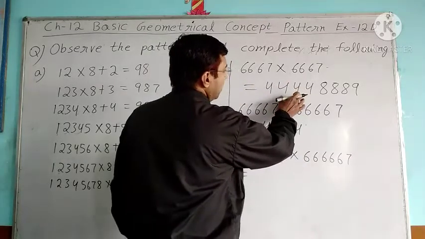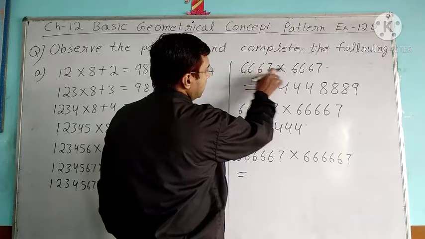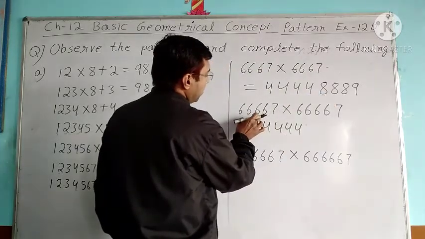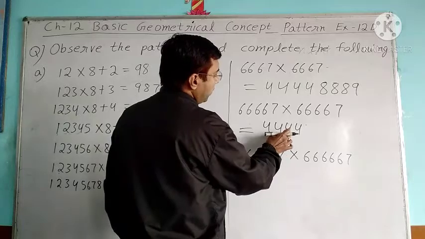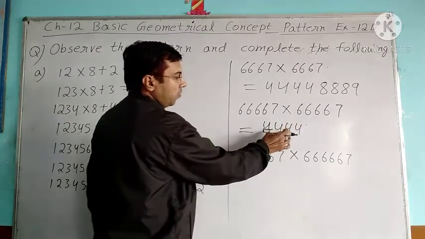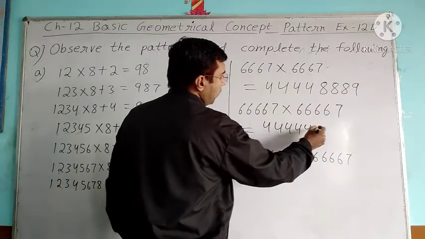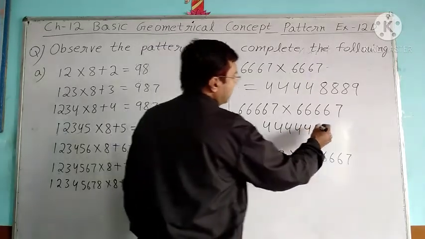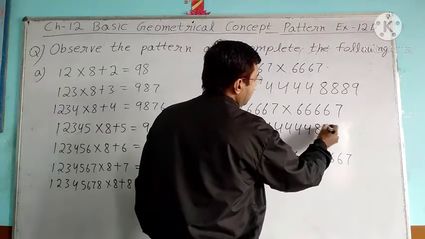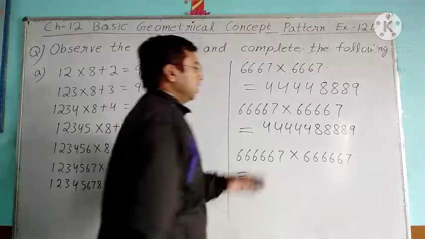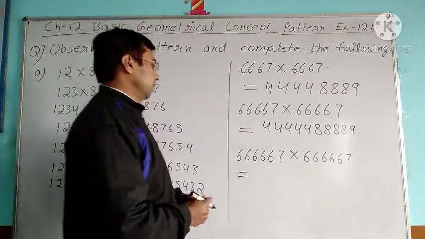Clear? Now here 3 times it was 6, and here 4 times 4 and 3 times 8. Now here 4 times 6. So what will we do? We will write 5 times 4. Clear? See, 1, 2, 3, 4, 5 times 4 and 4 times 8, 1 times 9. This is our answer.